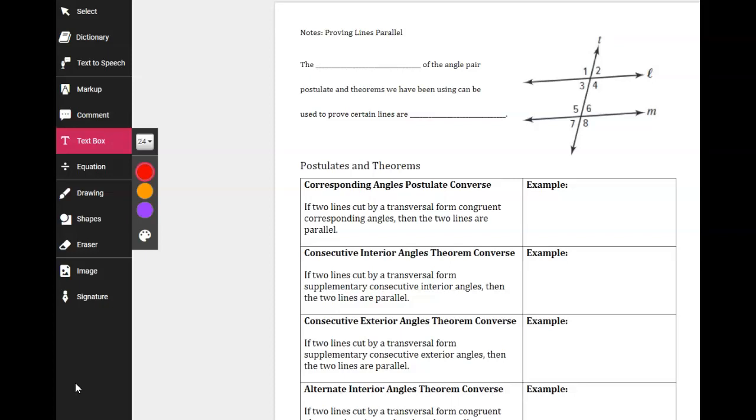So we're going to take those postulates and theorems today, and we're going to actually use the converse to instead prove that the lines that are cutting the transversal are the parallel ones. So today, the converse of the angle pair postulate and theorems we've been using can be used to prove certain lines are parallel. So that's our goal today.